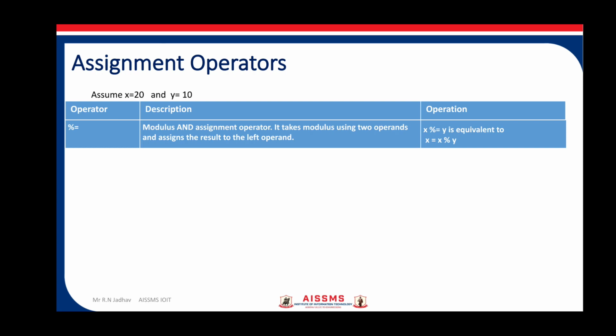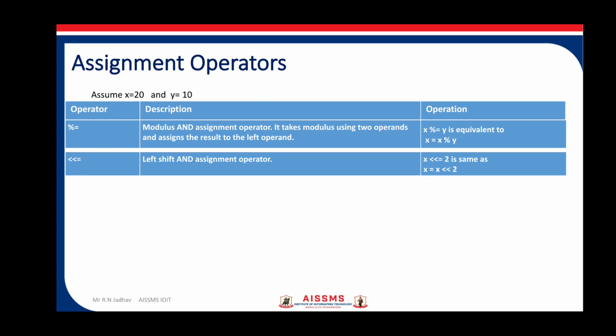Along with other operators, we can also have assignment operations like modulus equal. Here, if we have x modulus equal y, then it will first calculate the modulus of x and y, and it will assign the result to the operand which is on the left hand side, that is x.